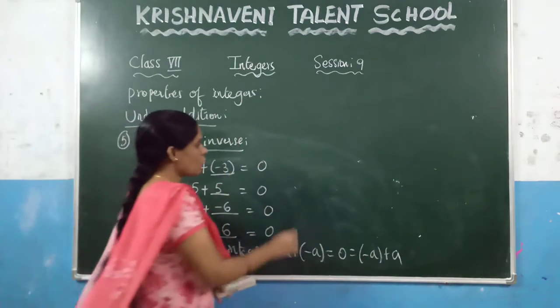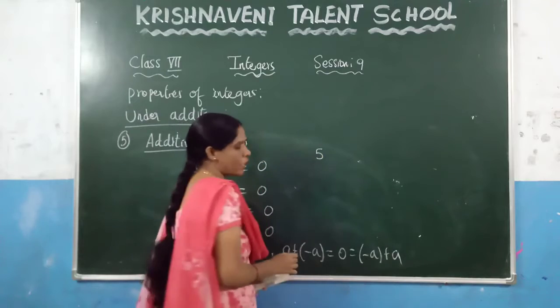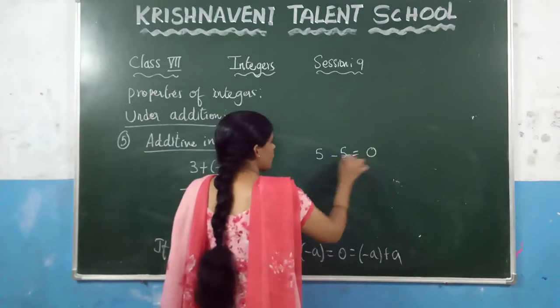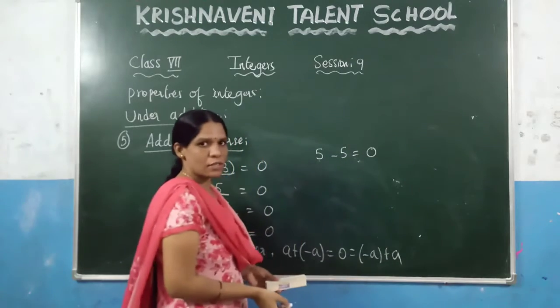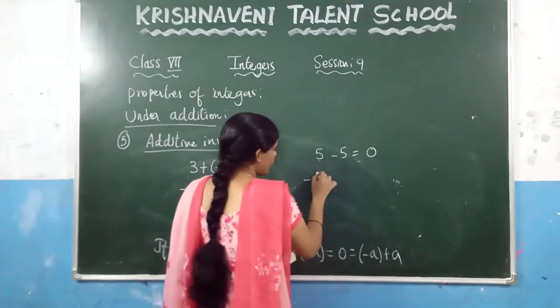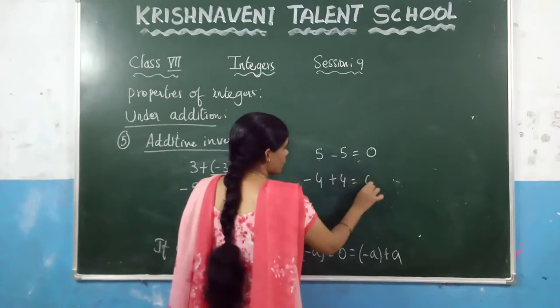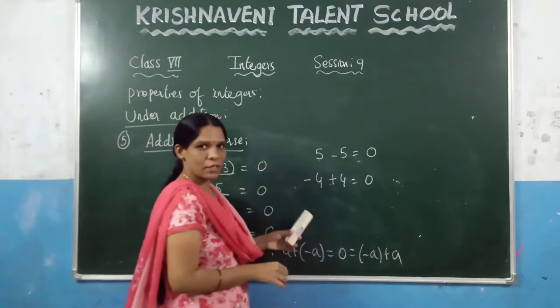Suppose they ask, what is the additive inverse of 5? Which is nothing but minus 5, because if you add them, you will get the result as 0. Then they can ask, what is the additive inverse of minus 4? You know that it is plus 4. Just change the symbol of the given number.